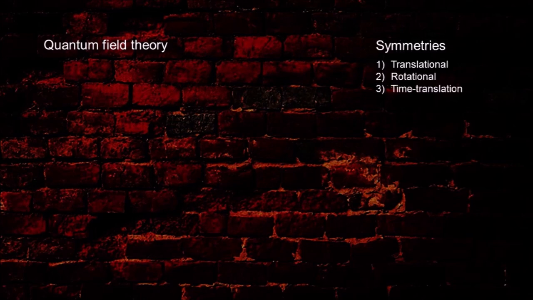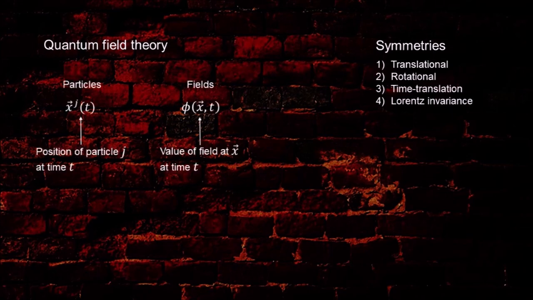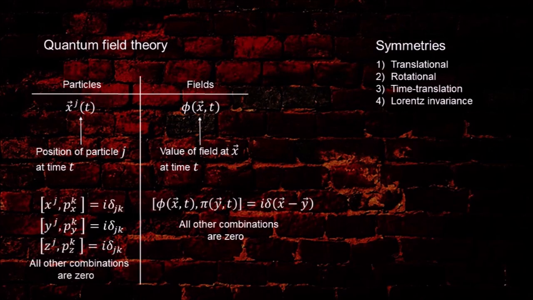So, to construct a quantum field theory, we start with a classical field that has the three symmetries we just discussed and, in addition, since we are looking for a relativistic field theory, is also Lorentz invariant. Invoking the correspondence between fields and particles, we use the canonical quantization rules to quantize the field. Pi here is the canonical momentum of the field, which must be derived from a field Lagrangian.